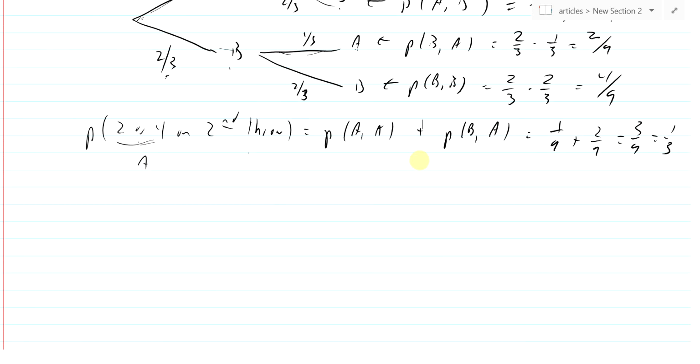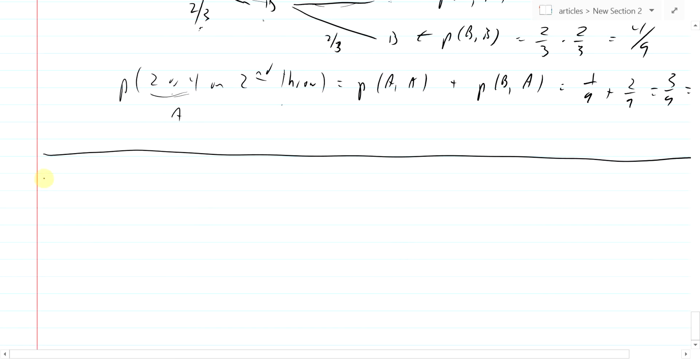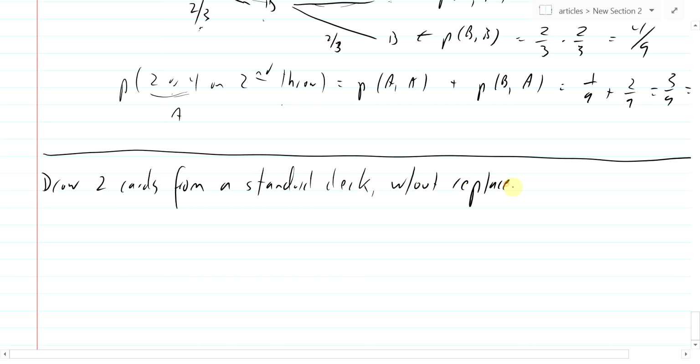Here's a slightly different tree diagram. Draw 2 cards from a deck. From a standard deck, without replacement. What does that mean? Well, it means that I take the card out and I put it down on the table, and then I pick another card out and I put it down next to it. I don't take the first card and put it back in. That would be with replacement.